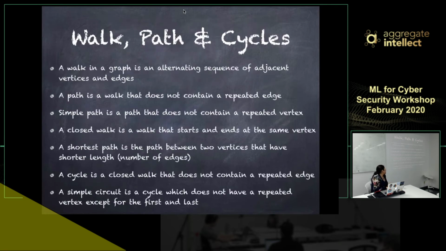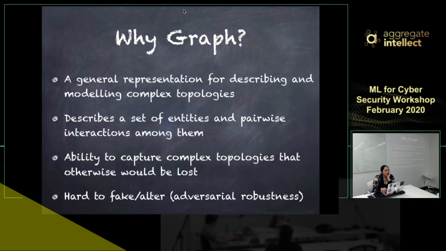Walk, path, cycle, I'll go through very fast. If you walk through a graph, starting from one node and going edge by edge through different nodes, it's called a walk. A path is a walk that does not contain repeated edges, and a closed walk is when you come back to where you started. There are different types of these, with descriptions here. Why are graphs important?